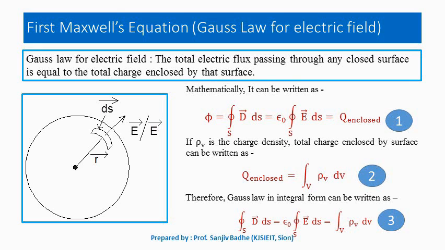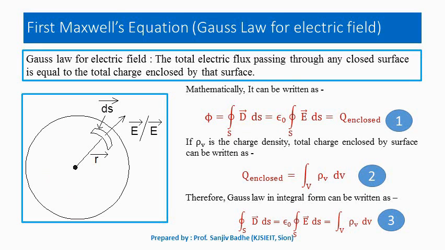So the first equation is based on Gauss law for electric field, and it states that the total electric flux passing through any closed surface is equal to the total charge enclosed by that surface. So if this particular surface is enclosing a charge q, then the electric flux passing through this surface is equal to that charge enclosed.